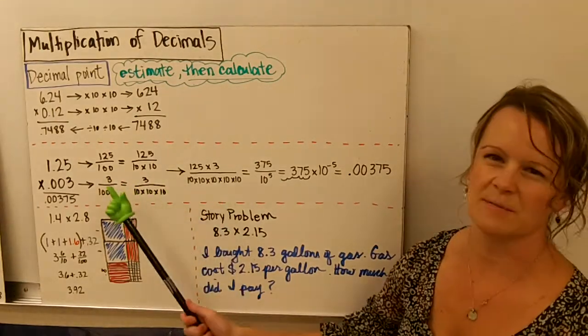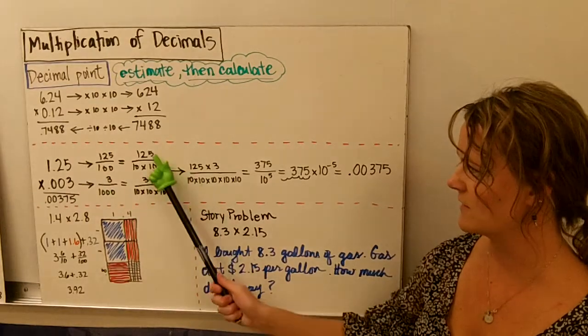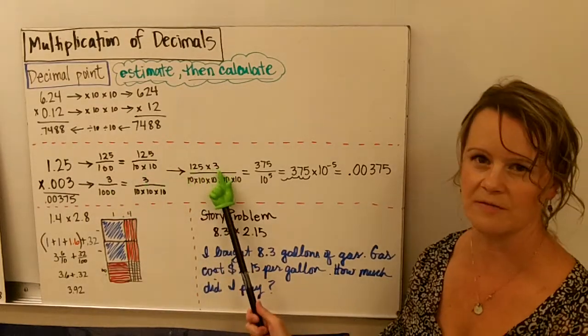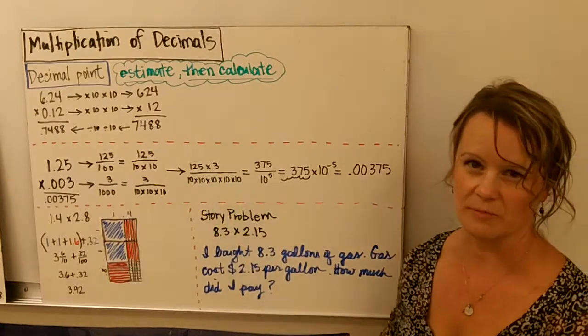And because our decimal system is so slick, this really allows us to then just multiply our numerators, 125 times 3, and look at what happens when we multiply our denominators then.